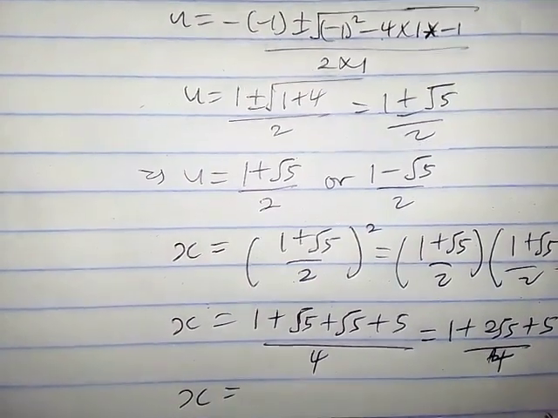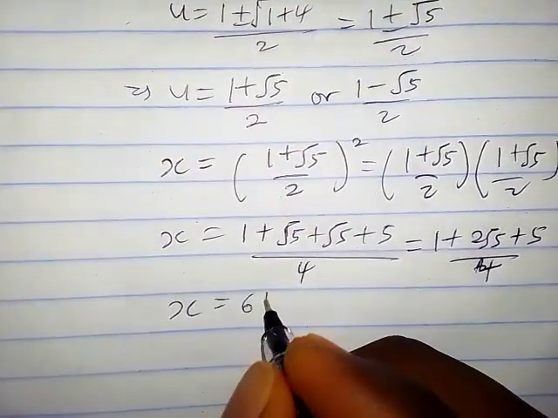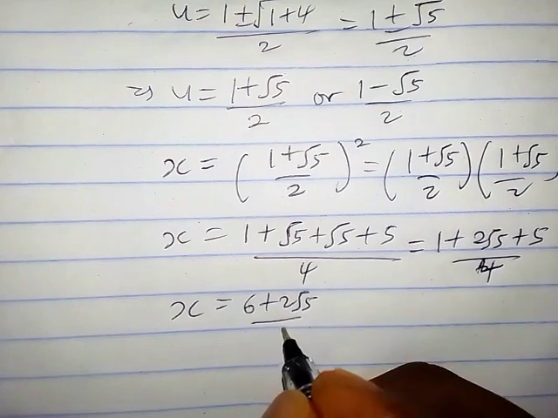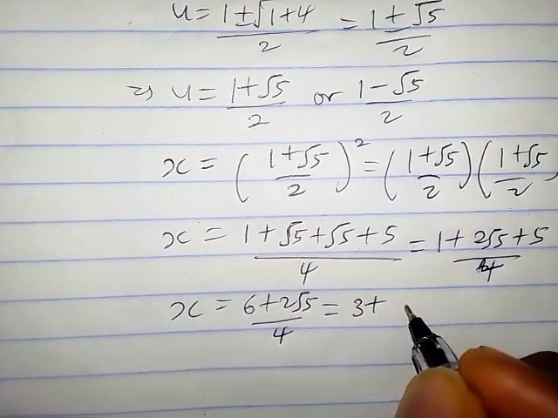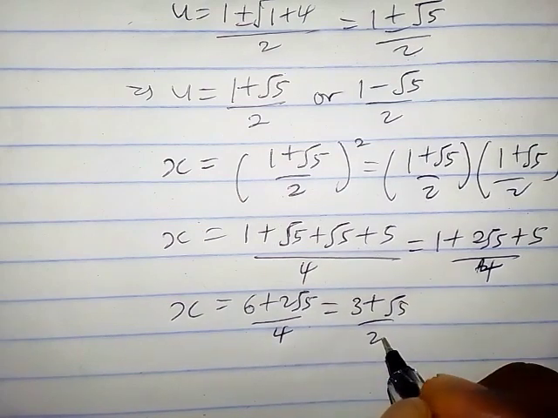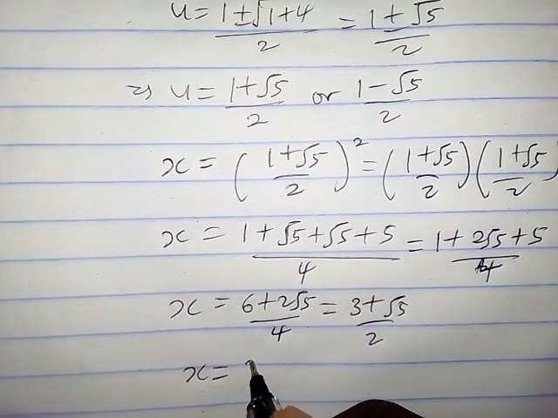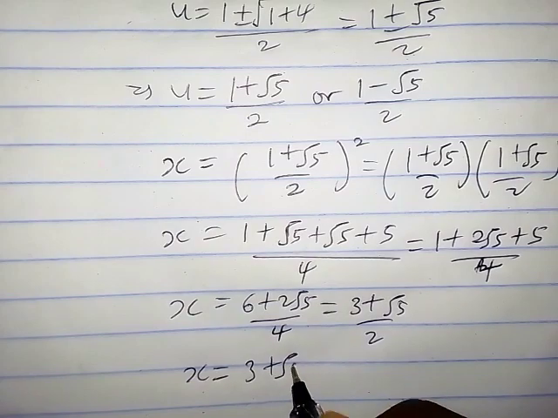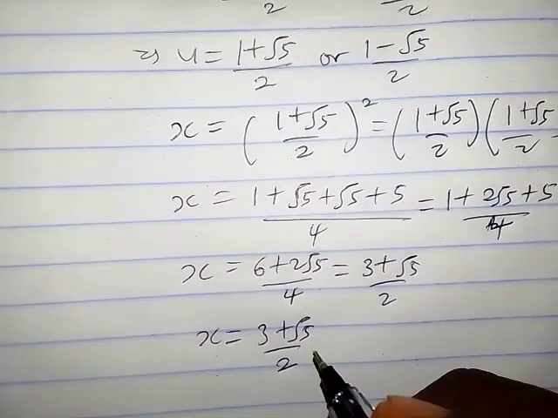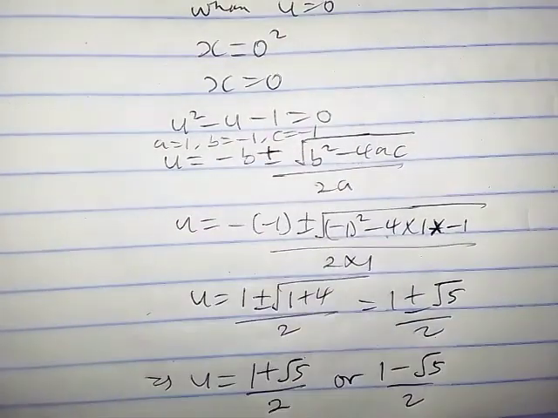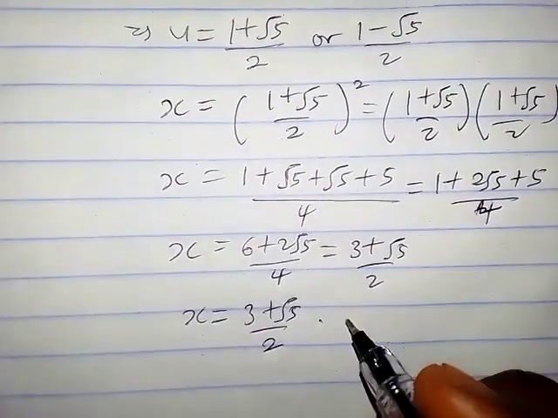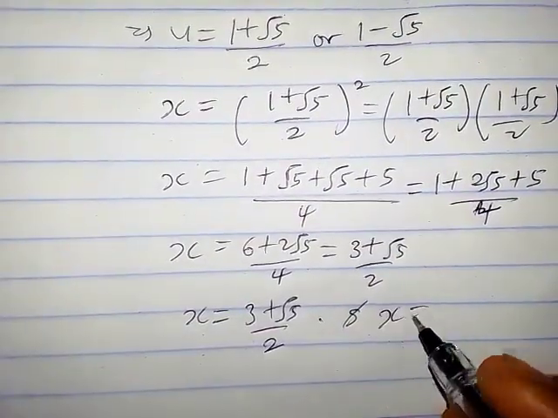So when you simplify this, you're going to obtain (6 plus 2 root 5) over 4. When you reduce by 2, you're going to have (3 plus root 5) over 2. So the value of x is equal to (3 plus root 5) over 2. And don't forget the first solution that we obtained, that is x equals 0. So that is the second solution, and x equals 0.